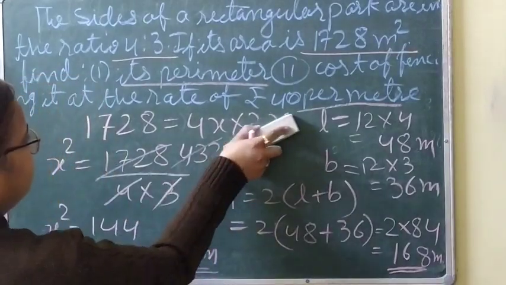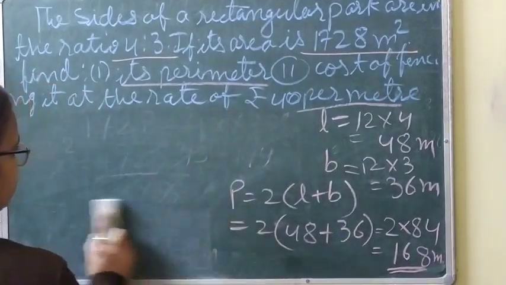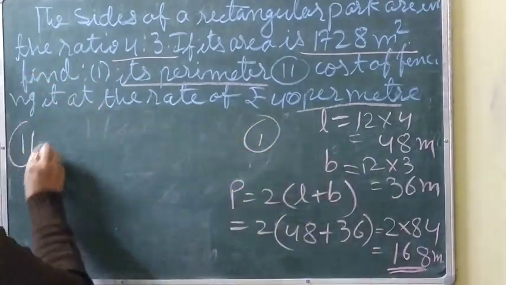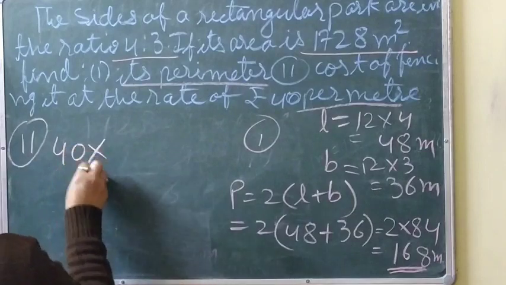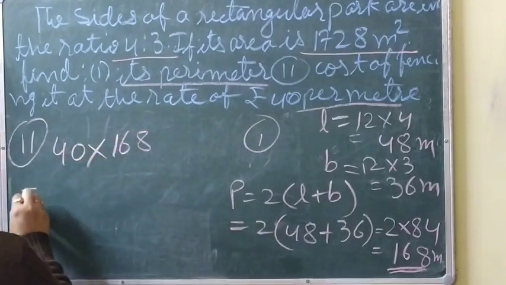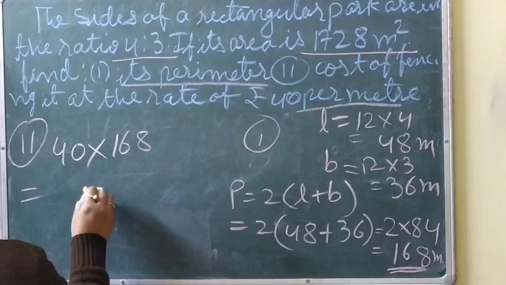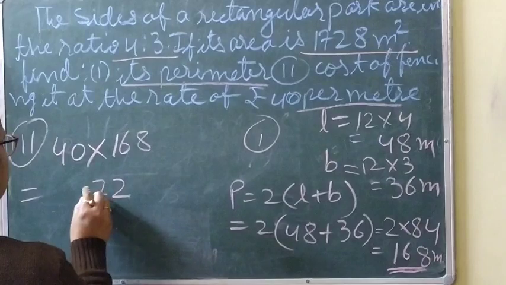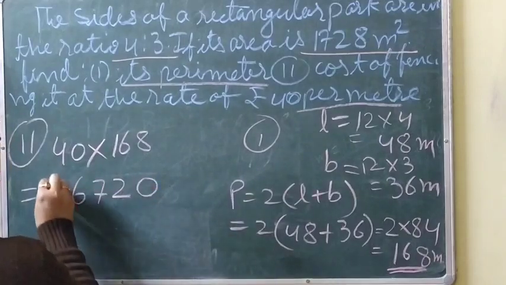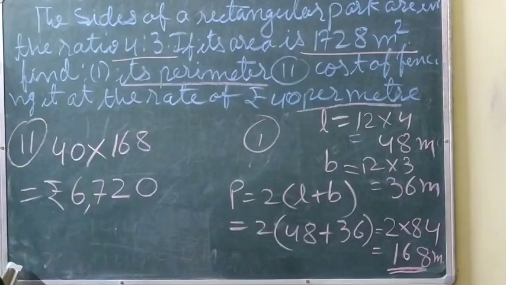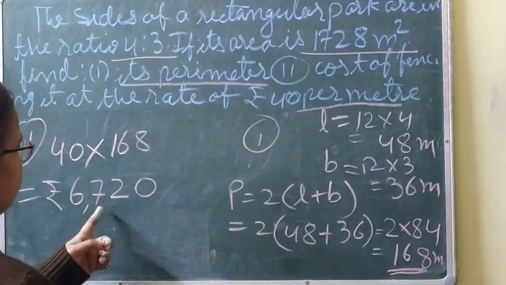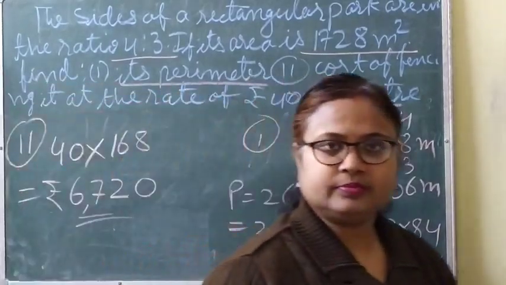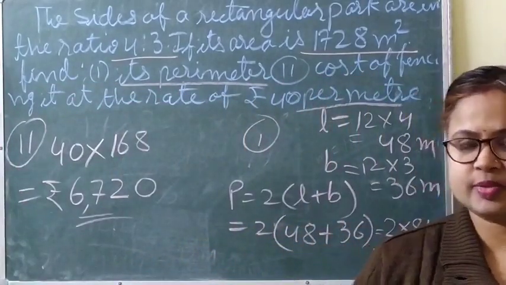Here this is sub part 1. Clear? Now sub part 2 I am doing here. So 40 into 168 will be equal to rupees 6,720. This will be the answer. Okay, now let's do the next question.